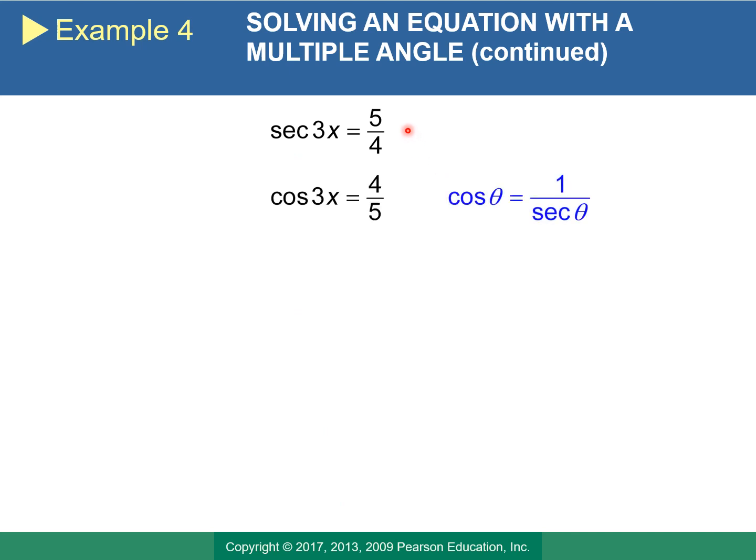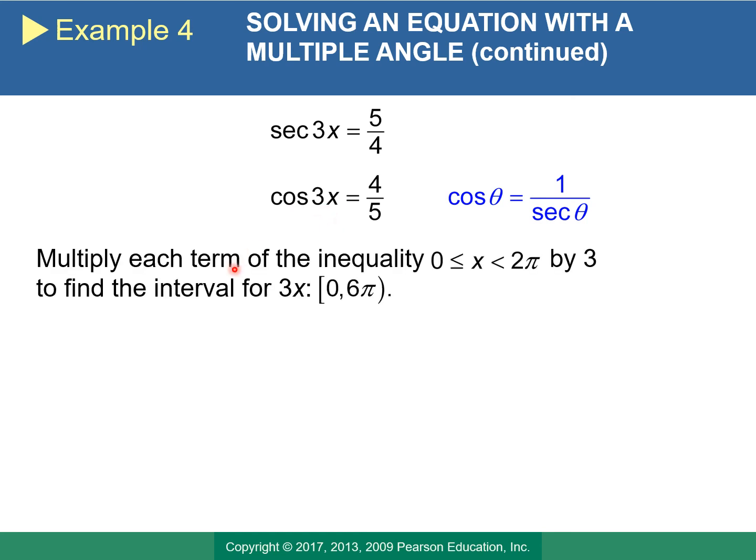Then we're going to use the fact that secant is the reciprocal of cosine. So if we flip this answer over, we can use cosine. So cosine 3x is 4 over 5. Then we're going to multiply each term of our interval by 3 to adjust for this angle being 3x. We were told to find x between 0 and 2 pi, but we're working with 3x, so you take 0 times 3, and 2 pi times 3 gives you 6 pi. So you want angles between 0 all the way up to 6 pi. That's actually 3 full rotations on your unit circle.